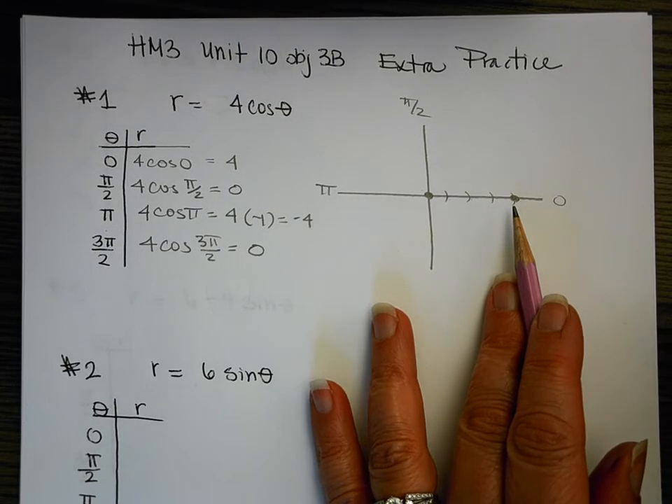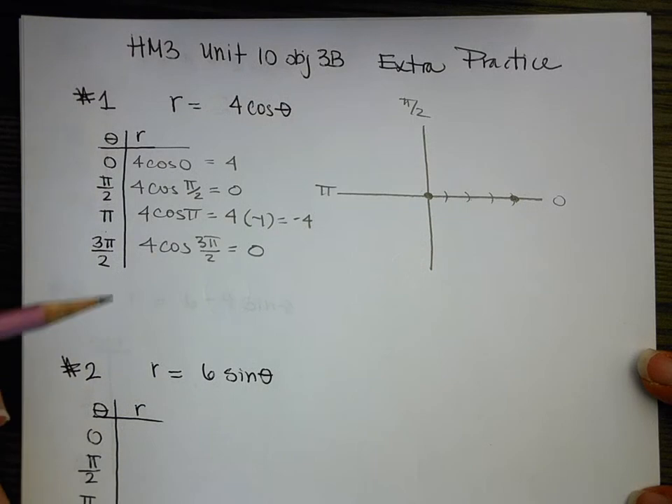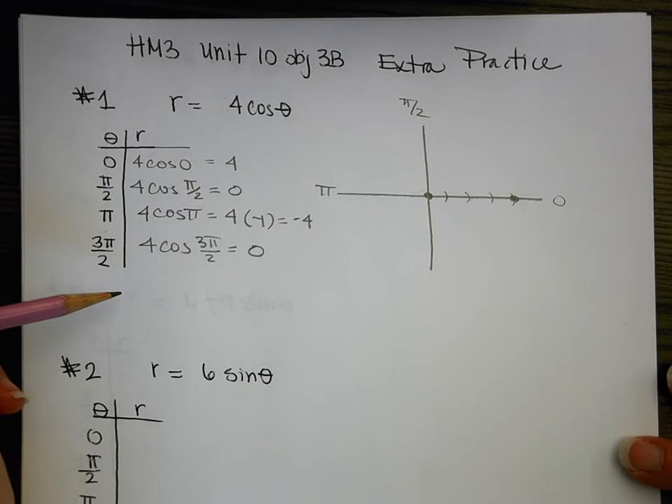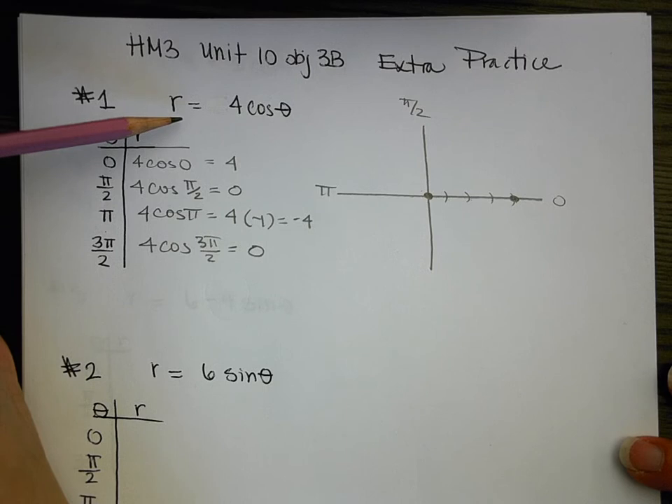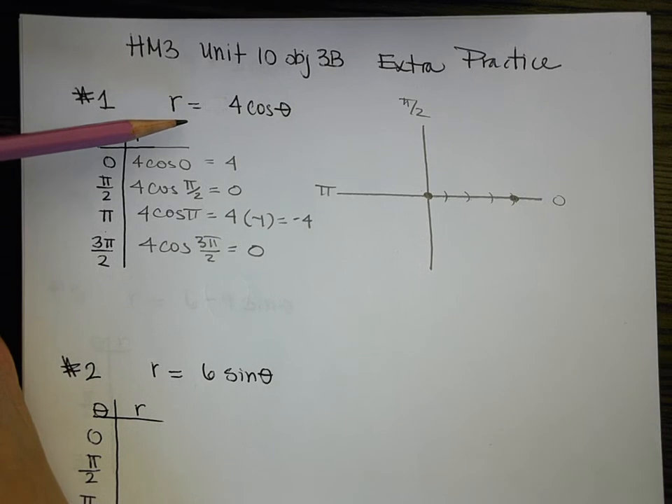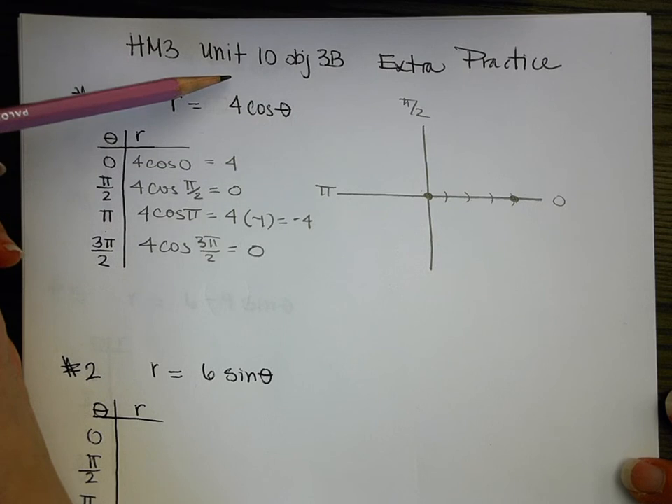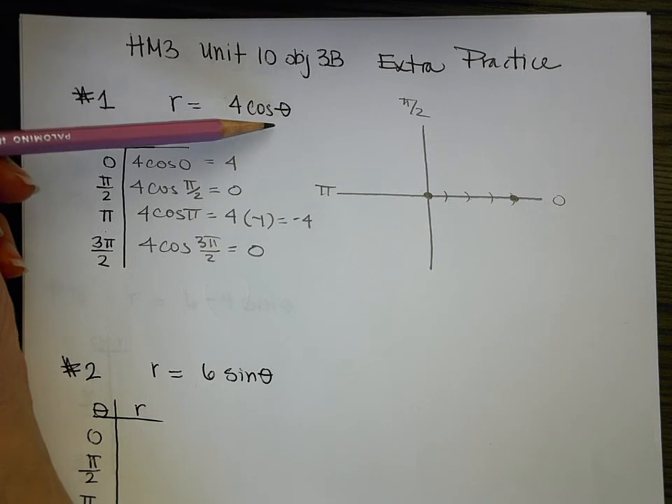If this were not enough, like I couldn't figure out what that graph is, then I would plot a few more points. I would maybe try pi over 4, pi over 3, pi over 6, that sort of thing, just to get a few more points so I have something more to graph. But we are working on equations with recognition of the graph, right? So if I look at this, I have no adding or subtracting, so I know it's in that petal family.